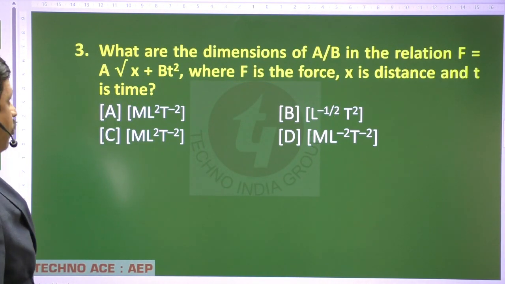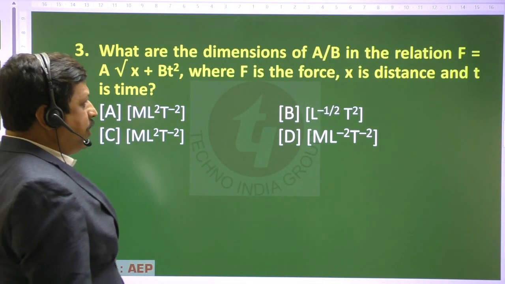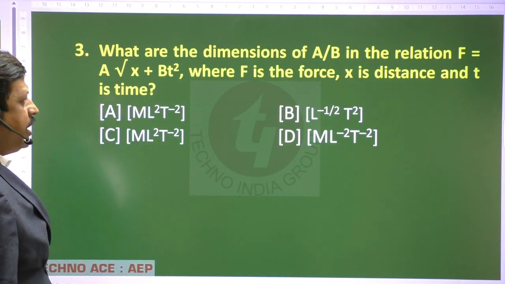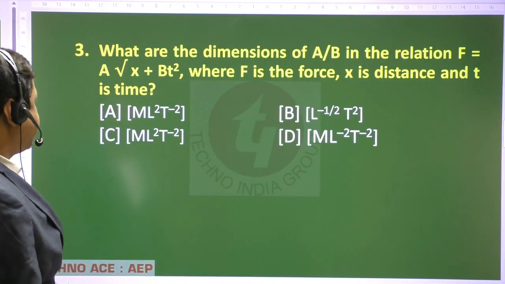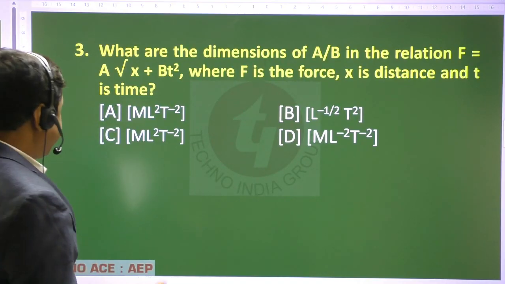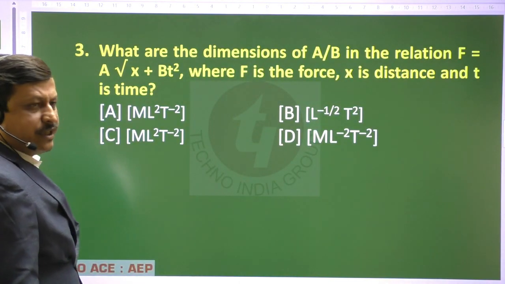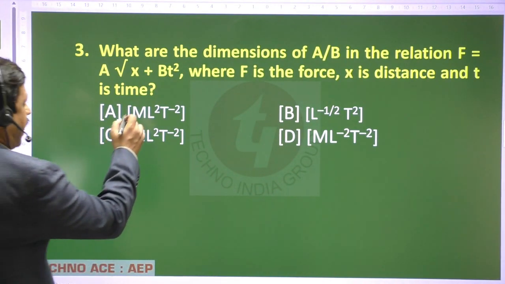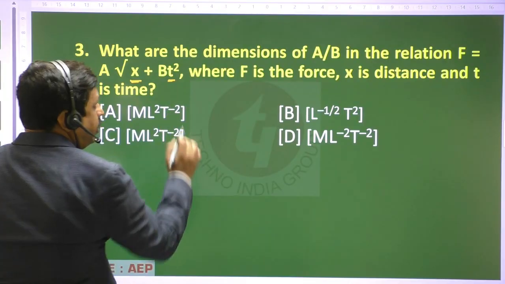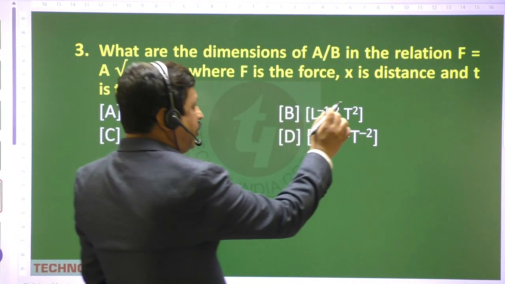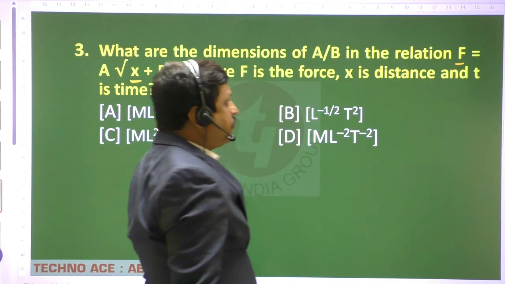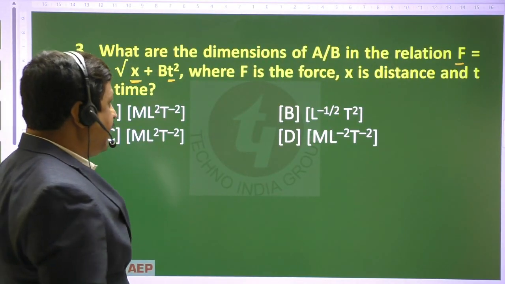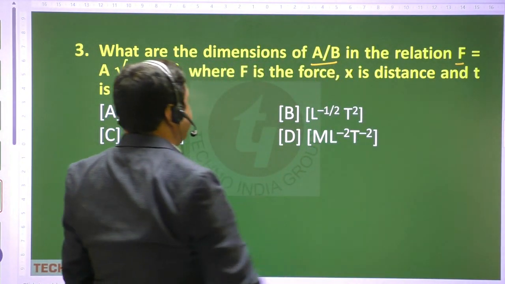Next question. What are the dimensions of A by B in the relation F equals A root x plus Bt square, where F is the force, x is the distance, and t is the time? You know the process, right? Already we discussed this type of numericals in the previous class. You have to find the dimension of A and B first, and then the dimension of A by B.